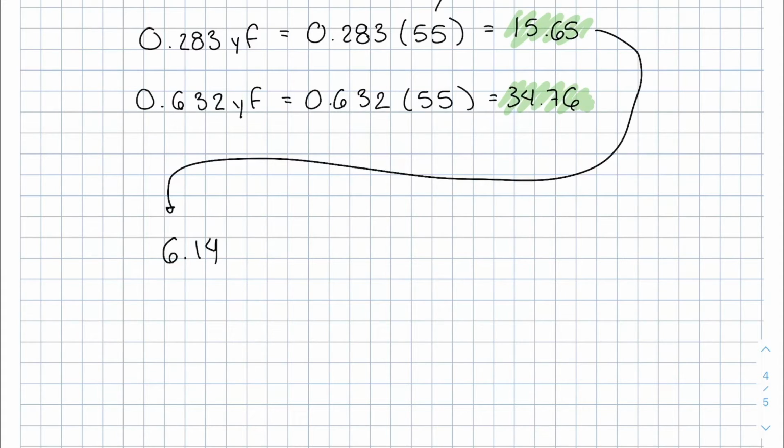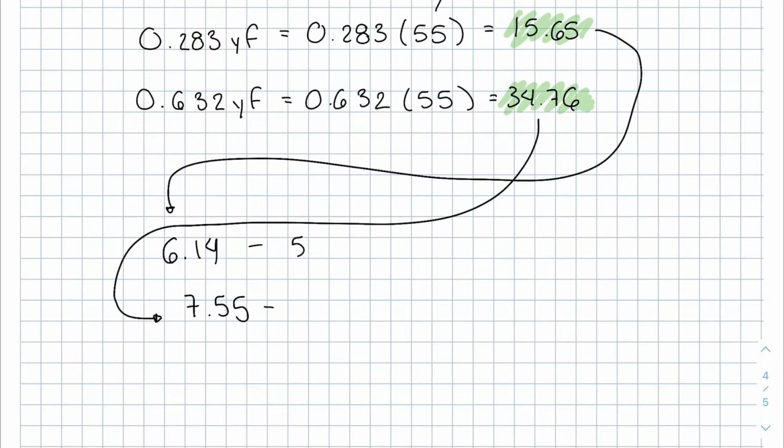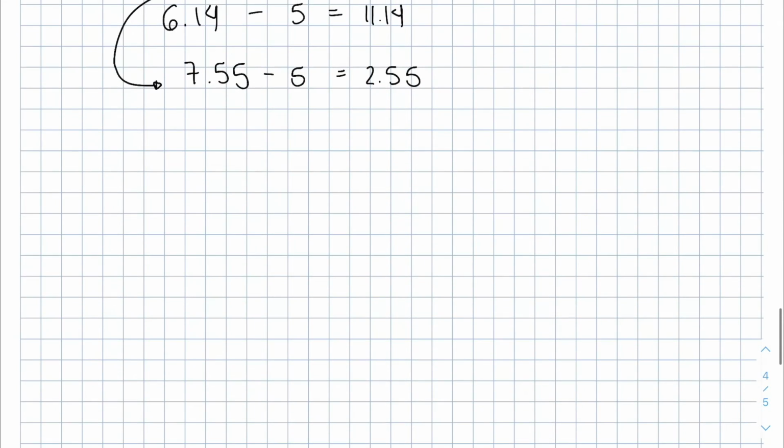Do you remember the plot we had already gotten from the website that I showed you at the beginning? Well, we're gonna look at these two values that I drew in green in the plot, and we're gonna subtract 5 because that's the value of our offset. So the new value of each one is gonna be 11.14 and 2.55.